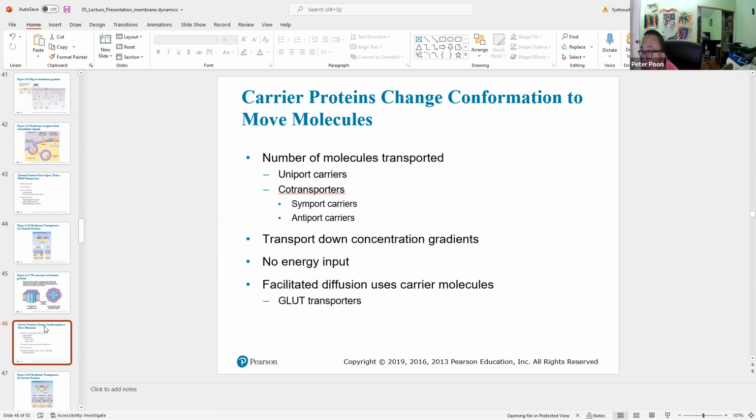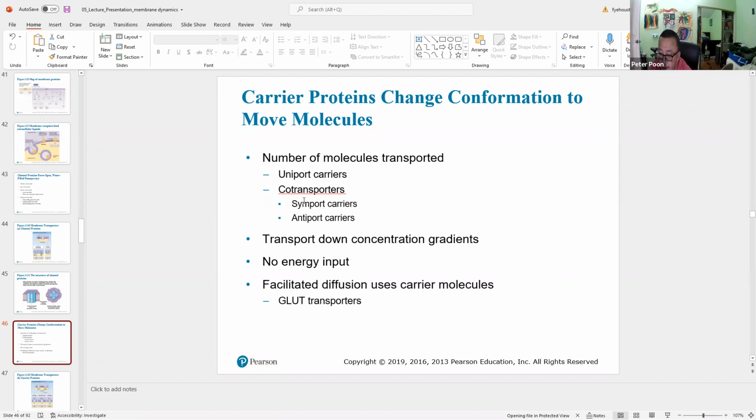So carrier proteins change conformation to move molecules. I'll get into that in a second. But first, some definitions. Uniport carriers allow for only one thing to come across. So a sodium channel will be a uniport that only allows sodium to come across. You can have co-transporters which allow two things to come across. If they come across together, then they're symport.